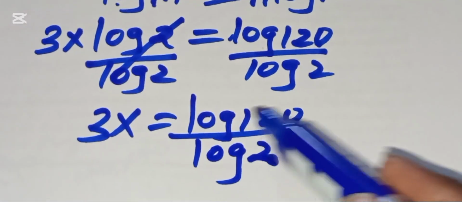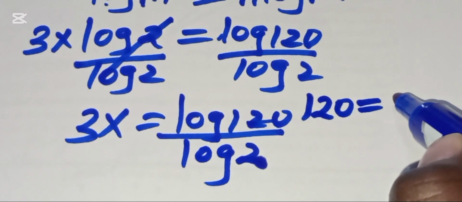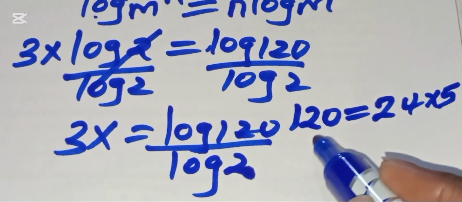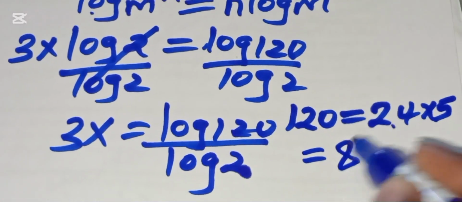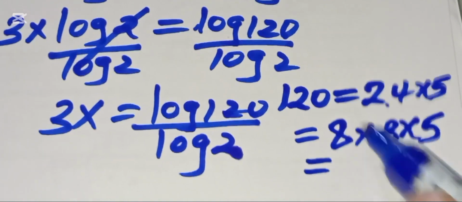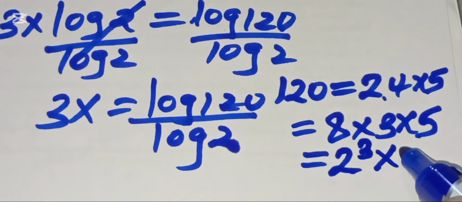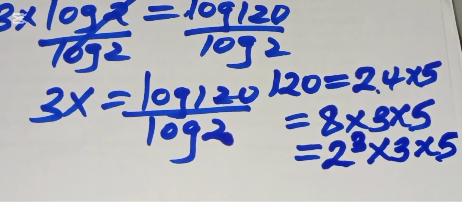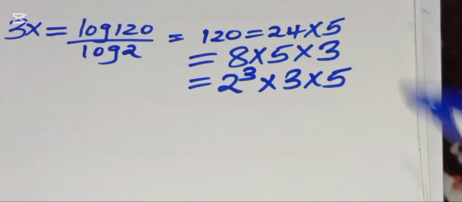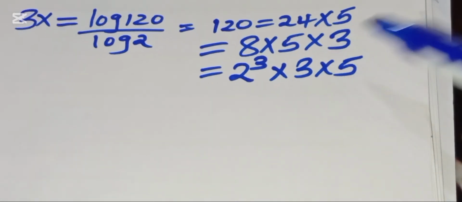Now, 120 can be expressed as 24 multiplied by 5, of which you can express 24 as 8 multiplied by 3 multiplied by 5, and you can simplify this further. 8 can be expressed as 2 raised to power 3 multiplied by 3 multiplied by 5. So 120 can be expressed as 2 raised to power 3, which is 8, times 3 times 5. Let's substitute this back into the equation.